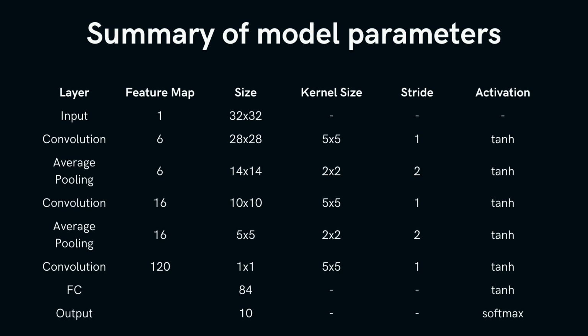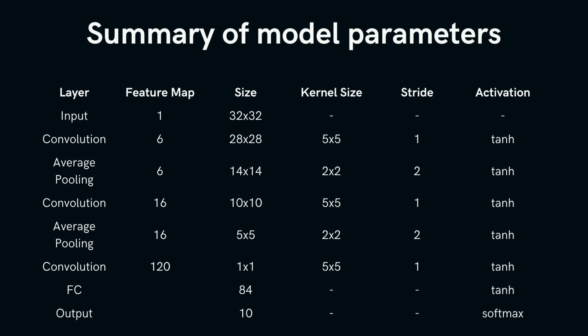Now we hit the fully connected layer. This layer has 84 neurons, and like previous layers, it uses the tanh activation function. Finally, we arrive at the output layer. This layer contains 10 neurons, corresponding to the 10 possible classes for digit recognition. The activation function here is softmax, which ensures the output is a probability distribution across the classes.